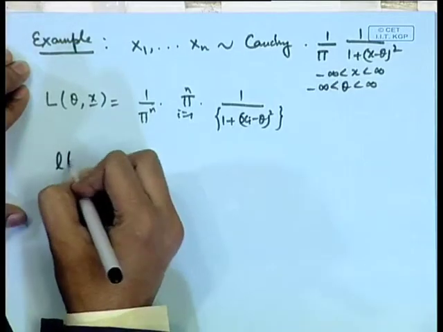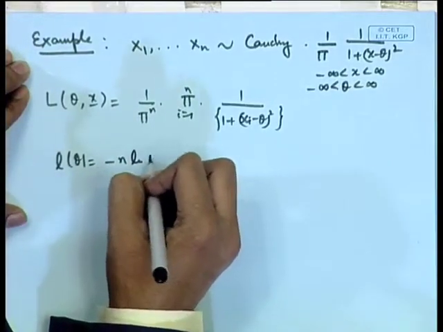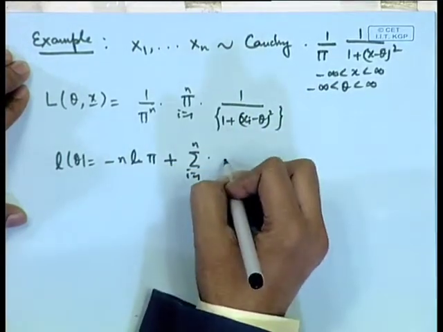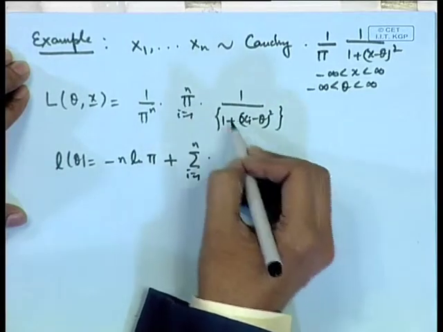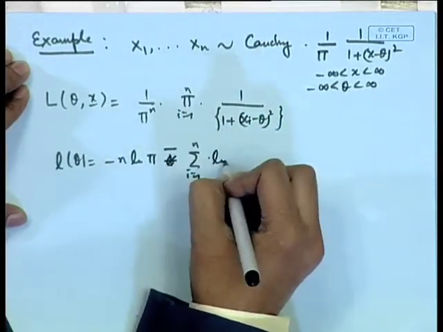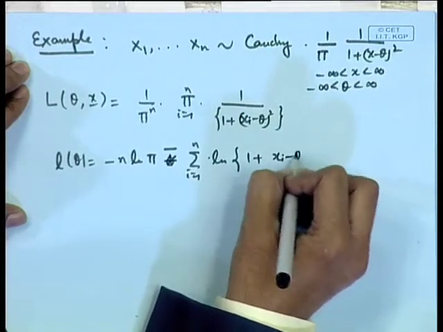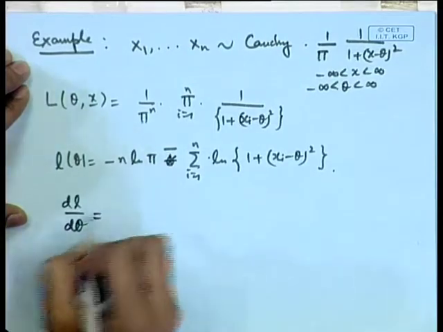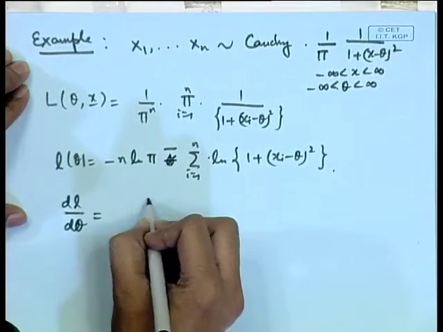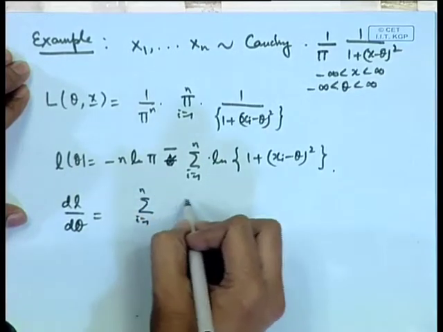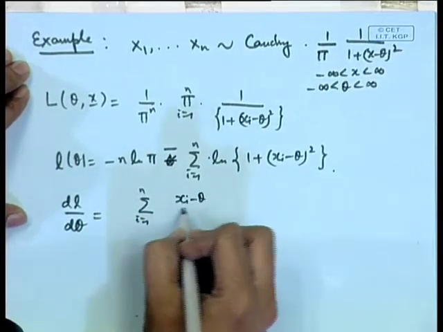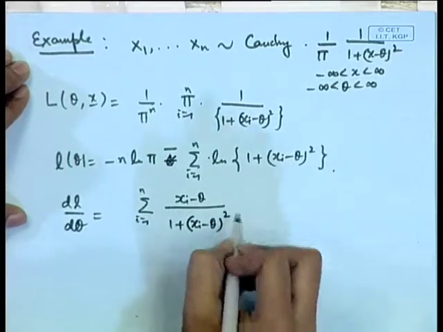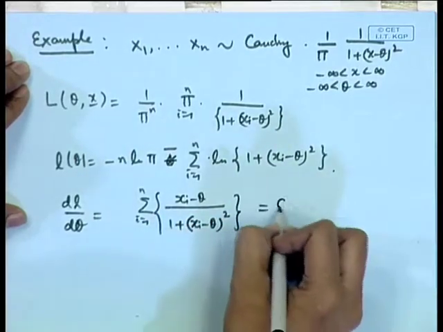So, the log likelihood function is then equal to minus n log π plus the sum over i from 1 to n of the log of this term, which we can write as minus log(1 + (xi − θ)²). So, dL/dθ equal to 0, that is the likelihood equation, will be the sum over i from 1 to n of (xi − θ) divided by (1 + (xi − θ)²), and this is equal to 0.